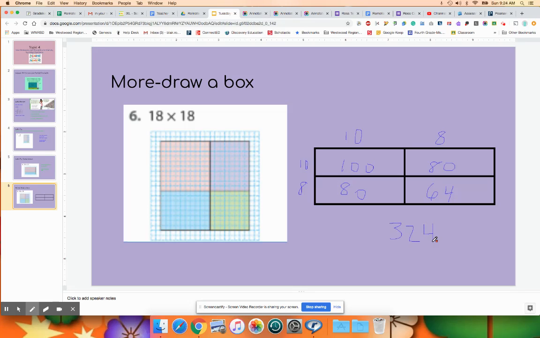You might see some questions that are just straight double-digit multiplication, and you're expected to use the box to help guide you to find your product.